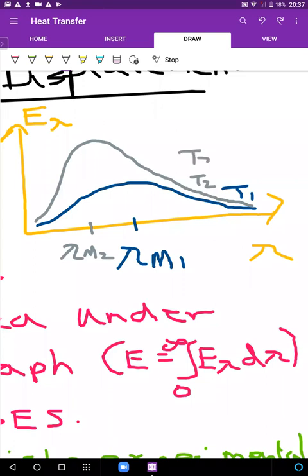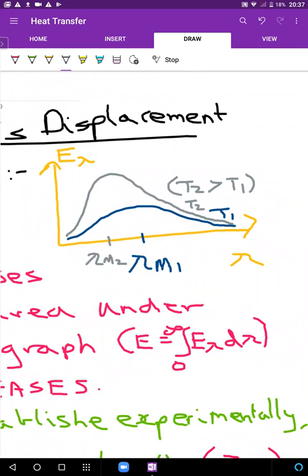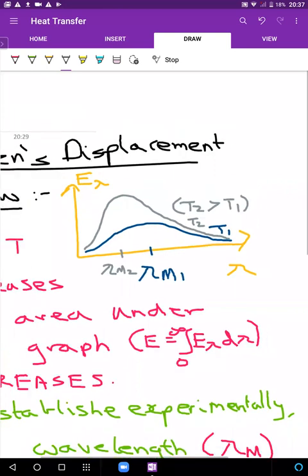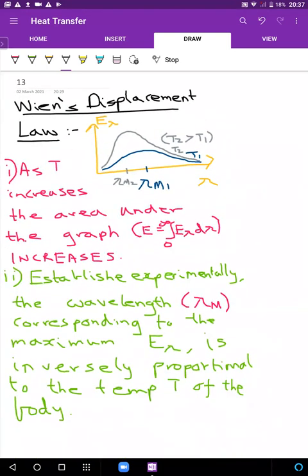So I'm just going to keep T2. That serves the idea. T2 is greater than T1. So at a higher temperature, area is increased. The lambda corresponding to the maxima has decreased. This is something which has been observed experimentally. That's his law.